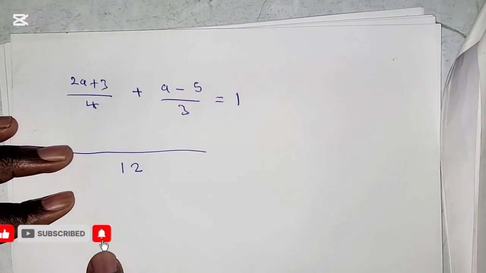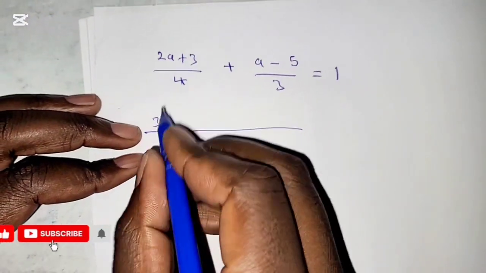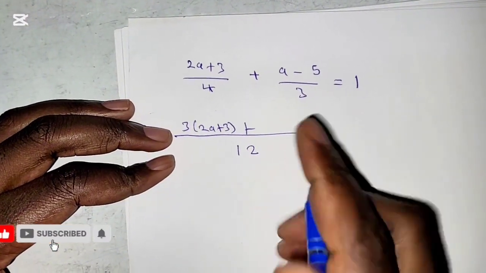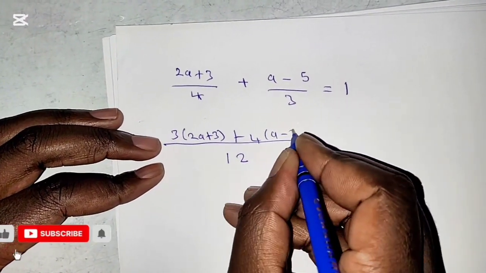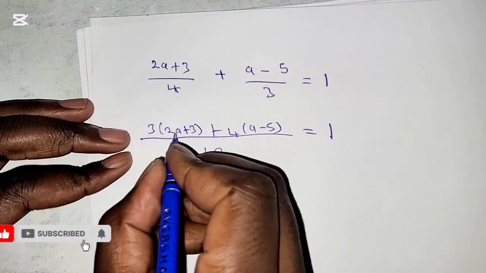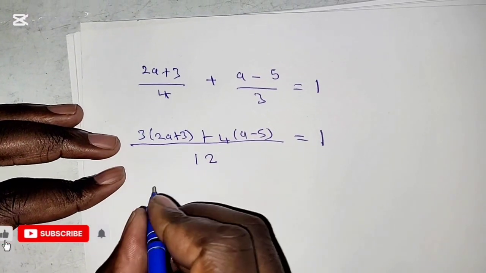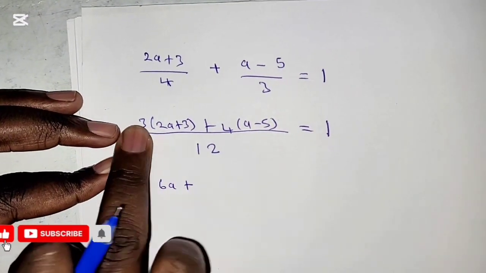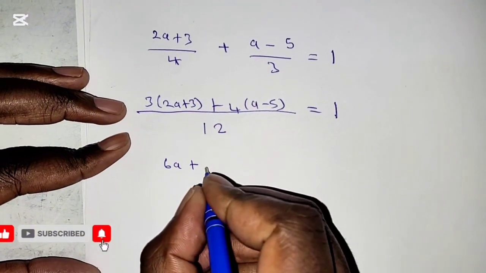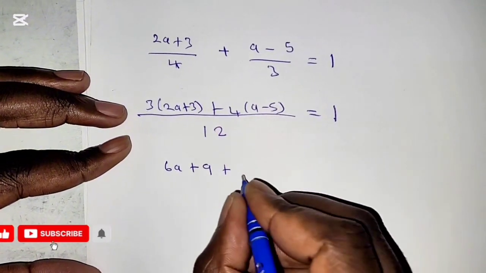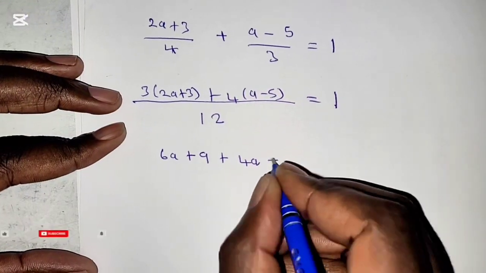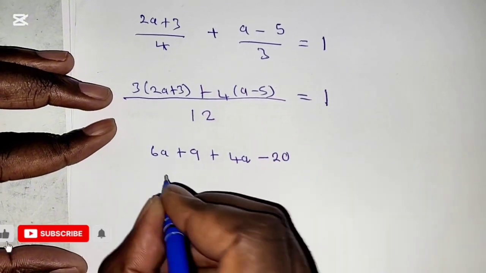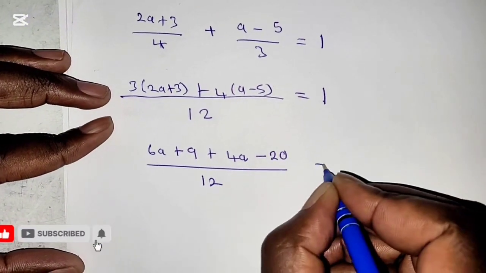Okay, so 4 into 12, that's 3. So 3 is going to multiply 2a plus 3, plus 3 into 12, we get 4. So 4 is going to multiply a minus 5 is equals to 1. 3 times 2a, that's 6a, plus 3 times 3, you get 9, plus 4 times a, you get 4a, minus 4 times minus 5, it's minus 20, all over 12 is equals to 1.